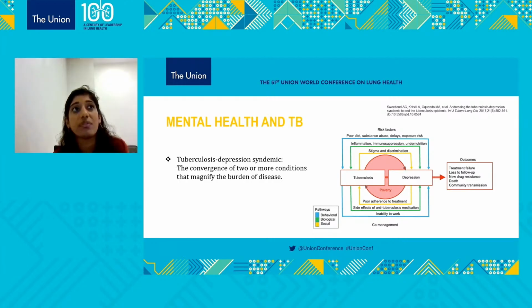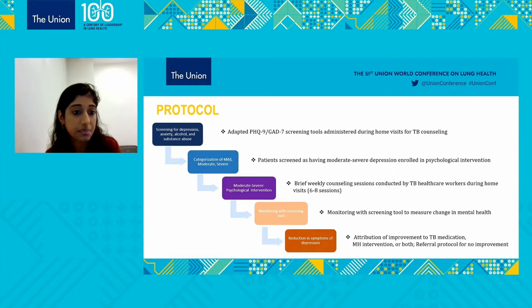So if we think about how the physical illness of TB translates to symptoms of depression specifically, we're looking at a mechanism of stigma and discrimination, where patients experience stigma from family members, community members, colleagues, coworkers, et cetera, which then translates to symptoms of depression. Side effects from anti-TB medication can also translate to mental health challenges, especially psychosis, and especially within DRTB regimens. Patients' inability to work, often a consequence of expenditure on TB care, also translates to symptoms of depression and other mental health challenges.